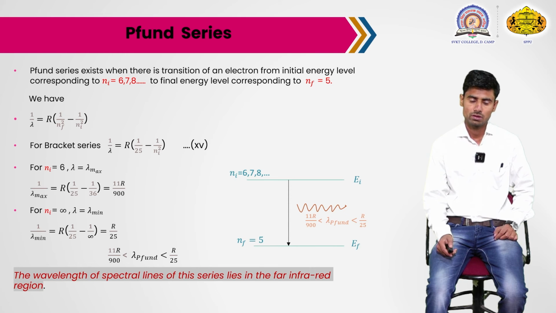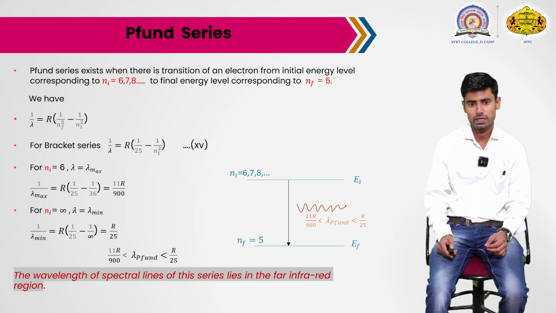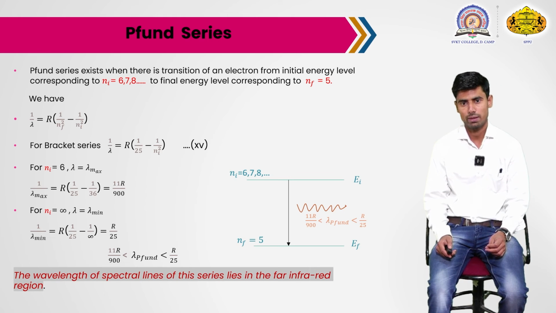Here we can find the lower and higher range of the wavelength for the Pfund series. To find the lambda max, we have to substitute Ni equals 6. This level corresponds to the minimum energy and maximum wavelength. By substituting Ni equals 6, I will get 1 by lambda max as R times (1 by 25 minus 1 by 36), and that comes out to be 11R by 900.